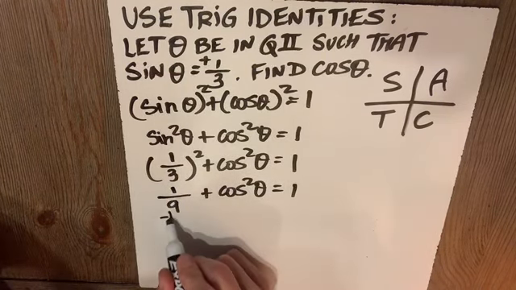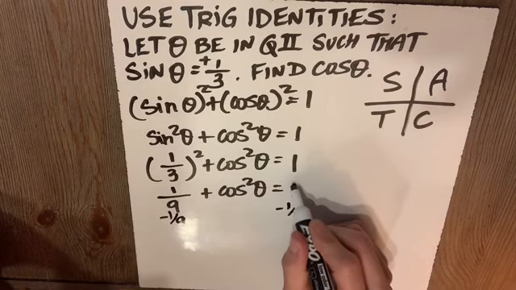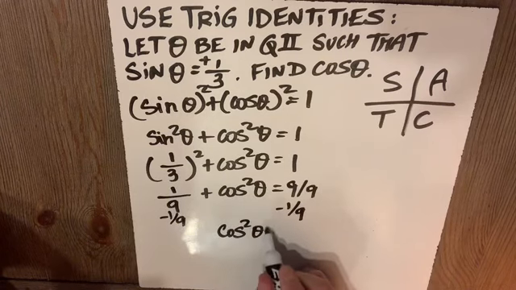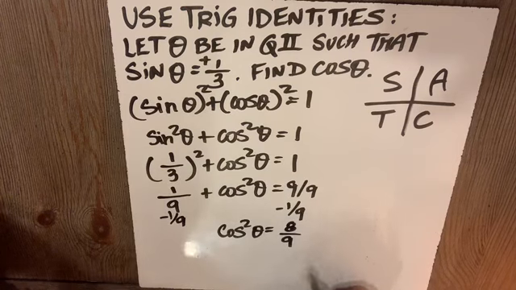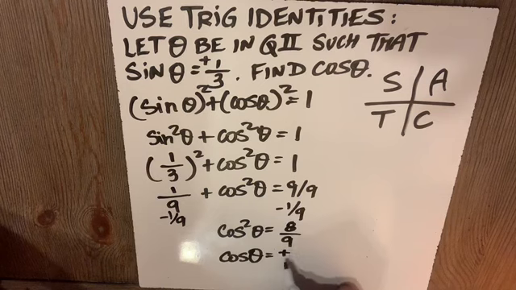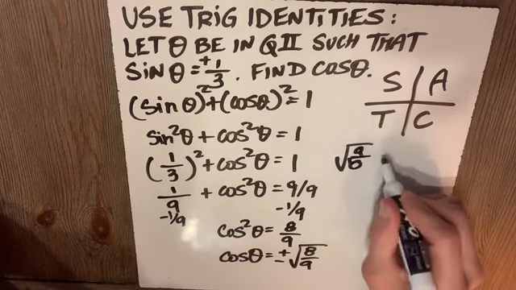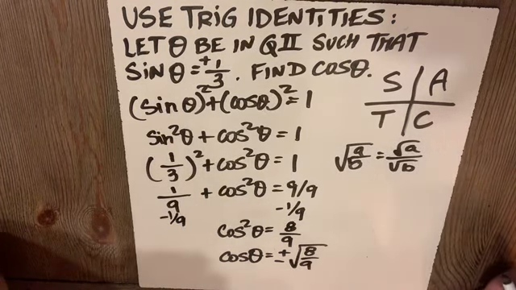If I subtract 1/9 from both sides, look what I do here. I'll turn 1 into 9/9 to give me cosine squared theta is equal to 9 minus 1 is 8/9. And that means cosine theta, what they asked us for, is plus or minus the square root of 8/9. Now I have to remember the square root of a over b can be written as the square root of a over the square root of b, an important idea from algebra.